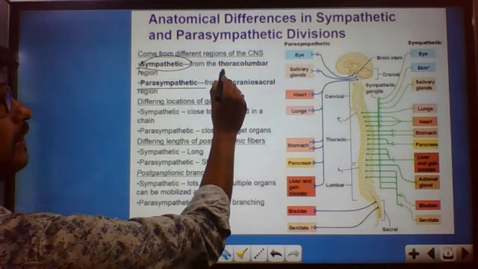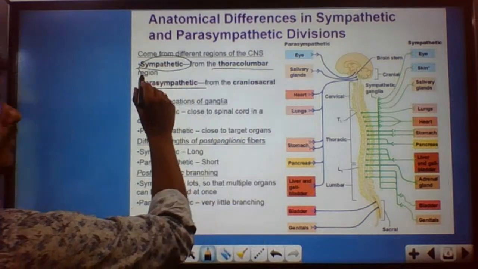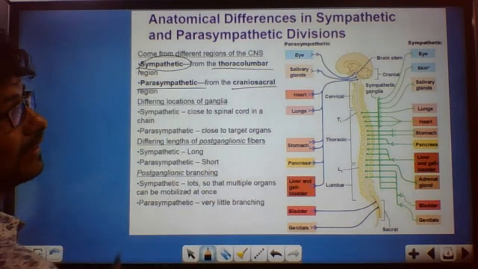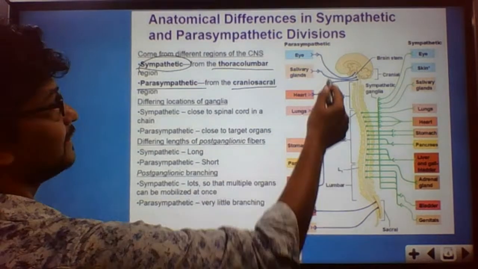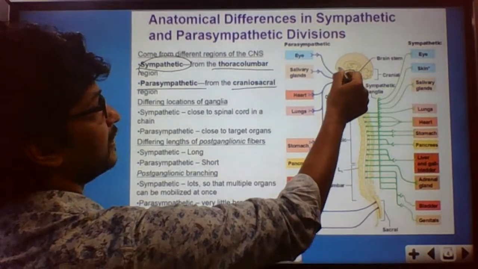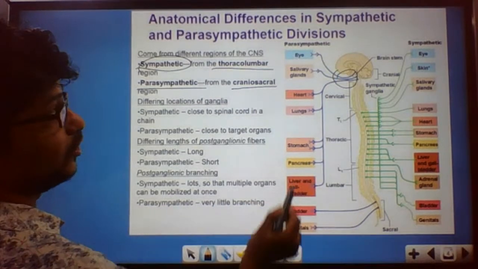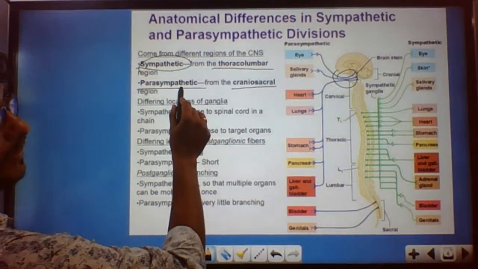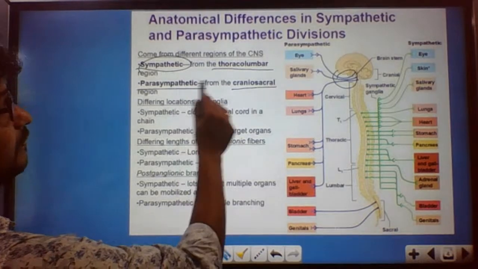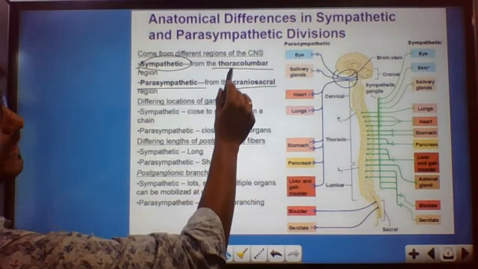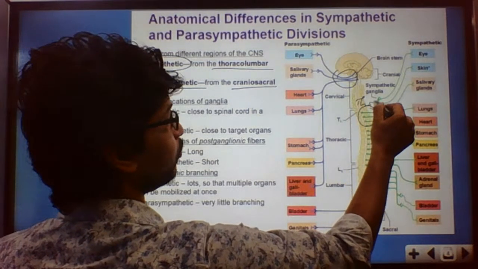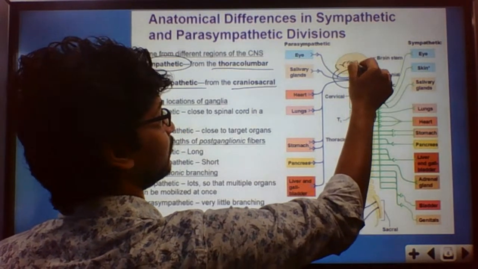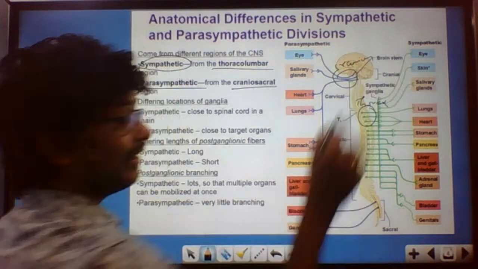So this is the main difference between sympathetic and parasympathetic. The sympathetic arises from the thoracolumbar region, and the parasympathetic is from the craniosacral region. The parasympathetic emerges from the cranial part, and the sympathetic comes from the thorax region. So this makes the anatomical difference.